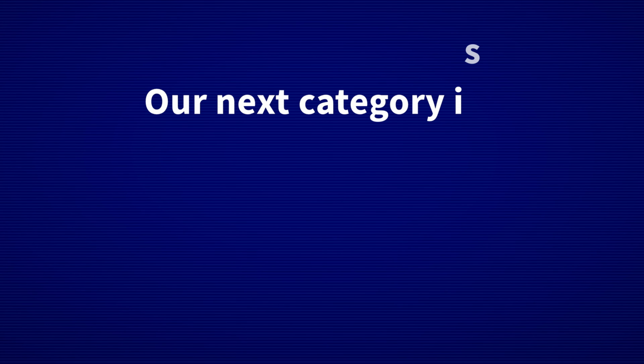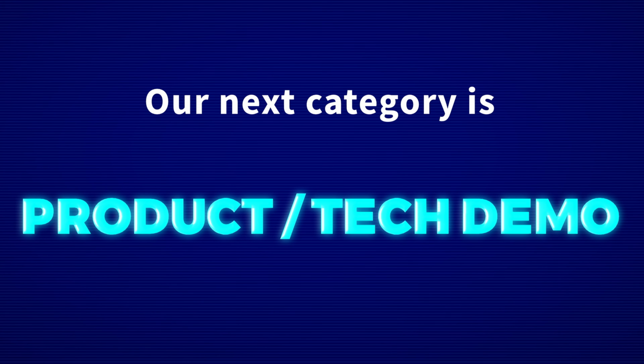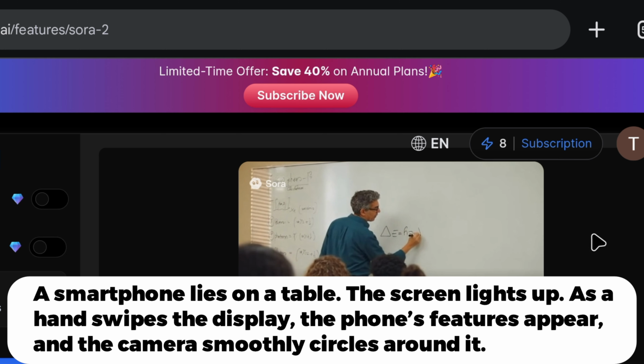Our next category is product/tech demo. In this category, our first prompt is: a smartphone lies on a table. The screen lights up. As a hand swipes the display, the phone's features appear, and the camera smoothly circles around it.